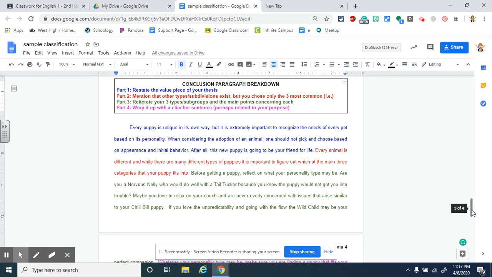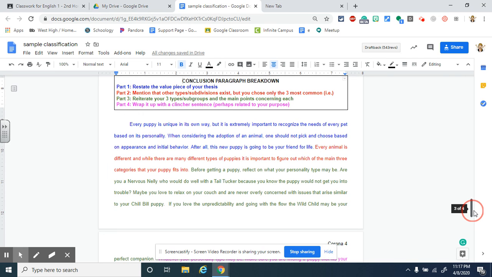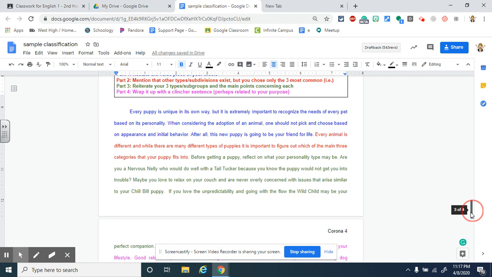So here I kind of said, hey, there's other different categories. You can either explain that there's other different categories, or you can list the different categories. If you have more examples of dogs, you could have listed even more different examples of dogs. And then we're going to re-break our three groups and remind people what our three groups are.